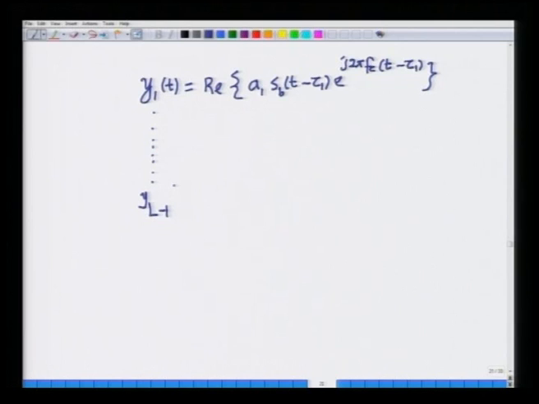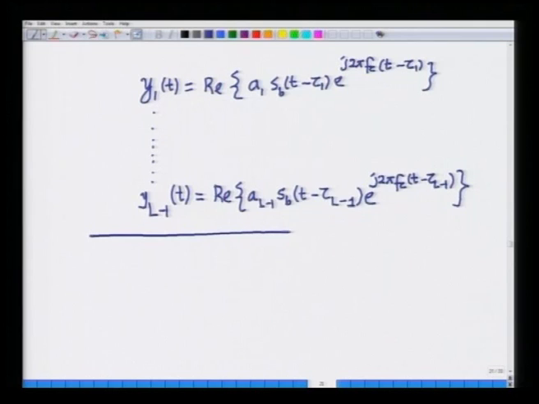path is essentially real part of a_(L minus 1), where a_(L minus 1) is the attenuation corresponding to the L minus 1th path, s_b(t minus tau_(L minus 1)), where tau_(L minus 1) is the delay corresponding to the L minus 1th path, and e^(j 2 pi f_c (t minus tau_(L minus 1))).